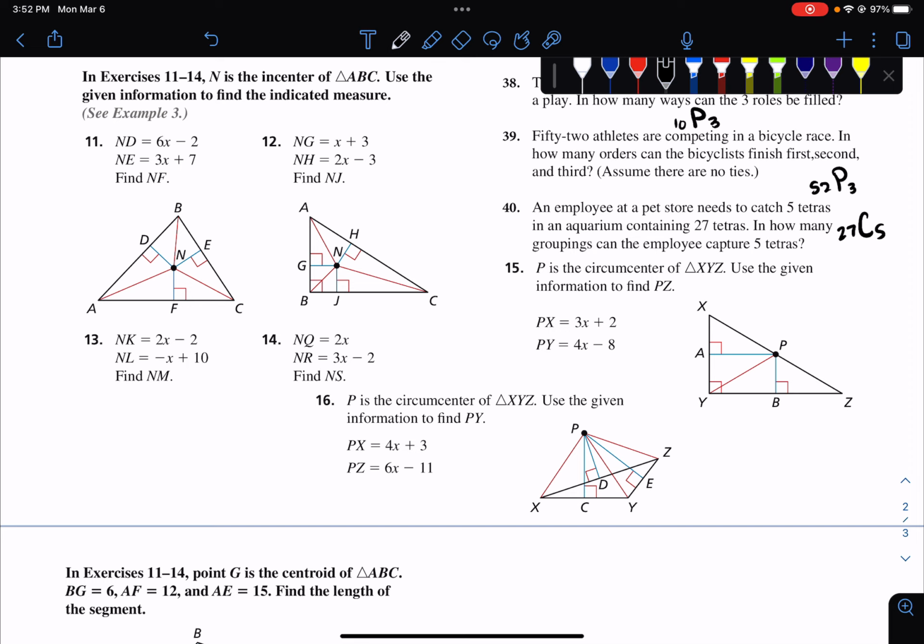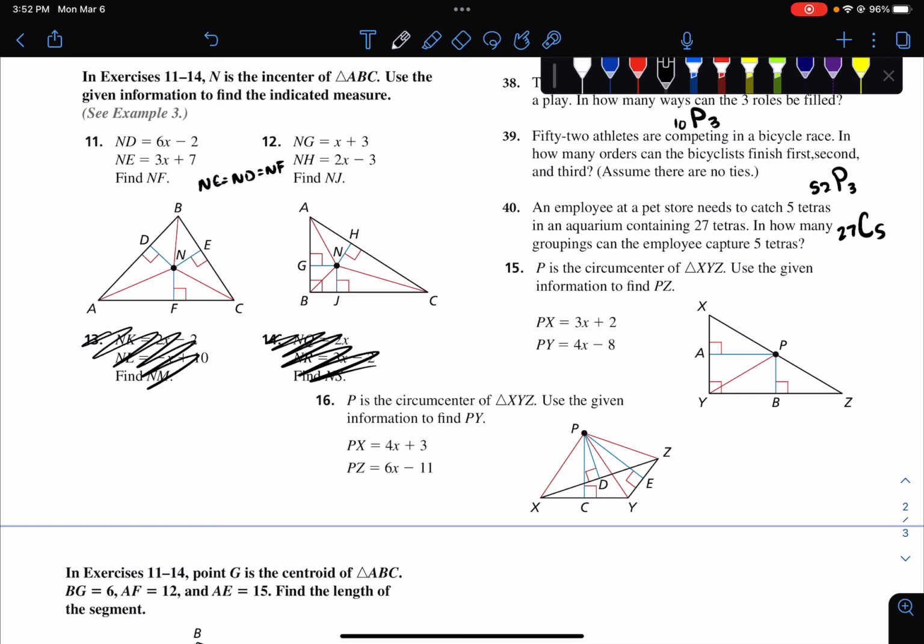11 through 14, it tells me that N is the incenter. So I'm going to actually cross these out because we're not going to use those right now because I forgot to put the triangles that go with them. So 11 and 12, if N is the incenter, so this N right here is my incenter. What that means is from the incenter, if I go perpendicular and draw a line to each side, all 3 of these lines are the same length. So NE is equal to ND and also equal to NF. Those are all the same length.